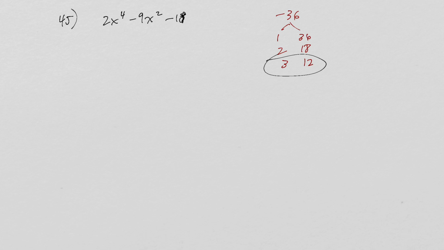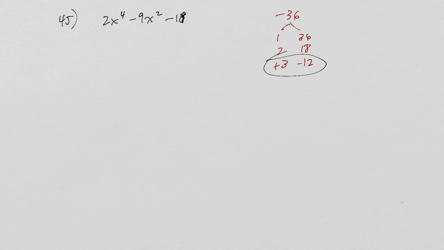Okay, number 45 is 2x to the 4 minus 9x squared minus 18. Okay, I'll multiply my outer two numbers together, get negative 36. I'm looking for factors that have a difference of 4. So if you don't see them right off the bat, just start factoring it. I'm going to stop there because that does it. Okay, so put the negative on the 12 and the positive on the 3 because they have to add up to a negative 9.